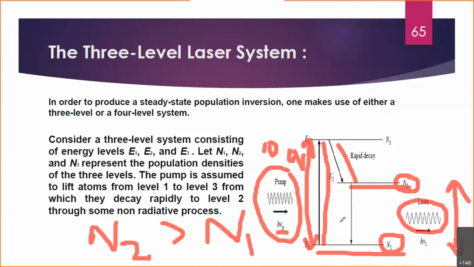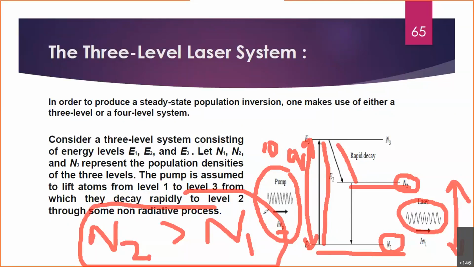The requirement for generating laser light is that the upper level must have more particles compared to the lower level. That's what we are going to achieve here. How are we achieving it? We are achieving it through this pumping. We are supplying it, no doubt, and that's how you get the laser light from this. Any doubt in this?